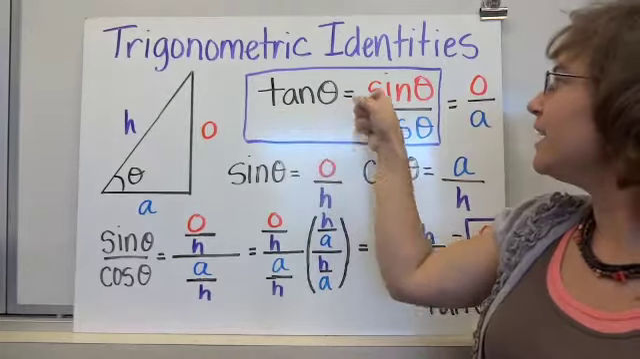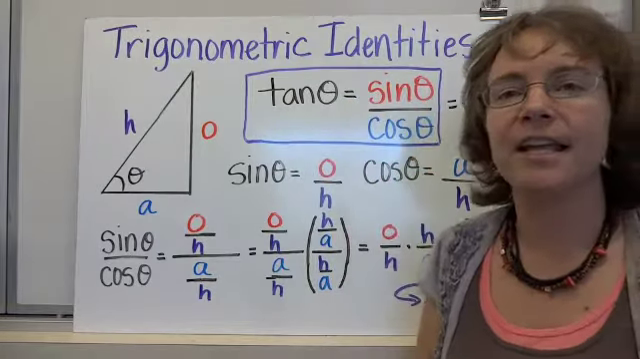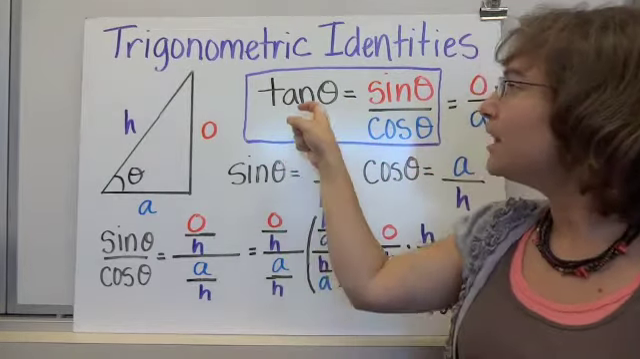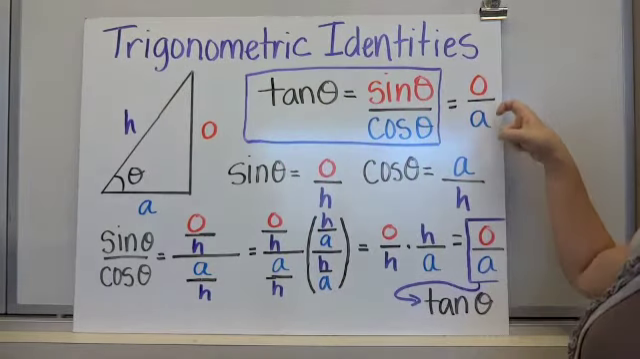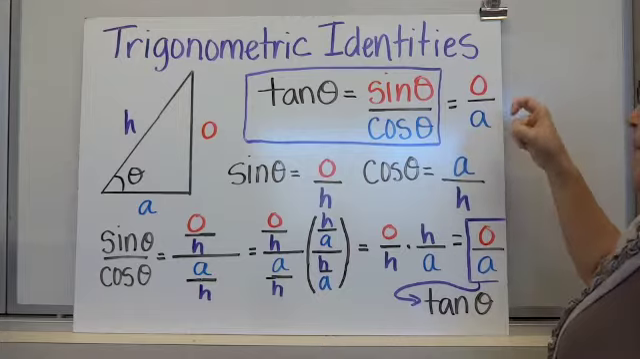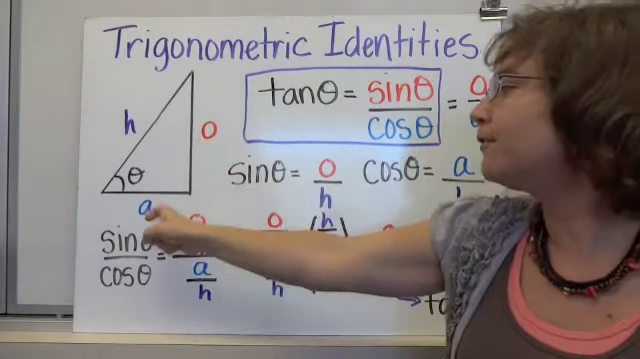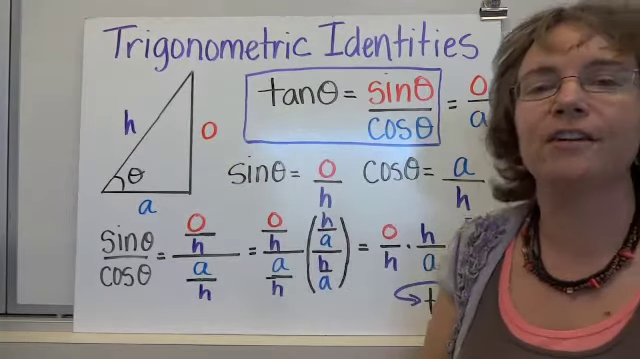So tangent of theta is equal to sine theta over cosine theta. Let's show why this is true. Things we need to know first is we need to remember that tangent of theta is opposite over adjacent. It's the ratio of the opposite to the adjacent. So opposite over adjacent is the same thing as tangent of theta.